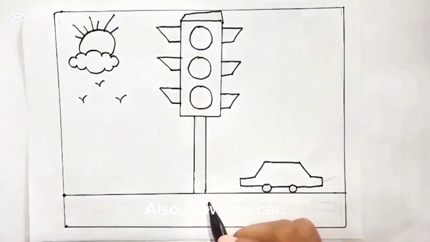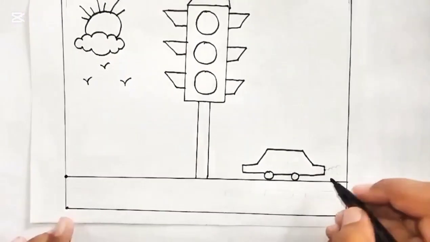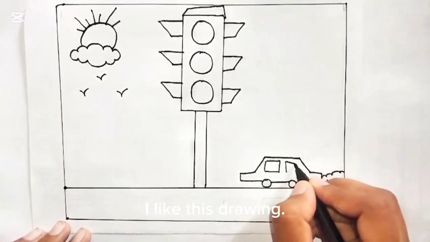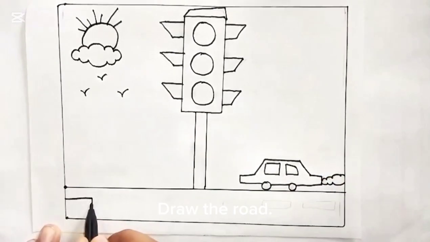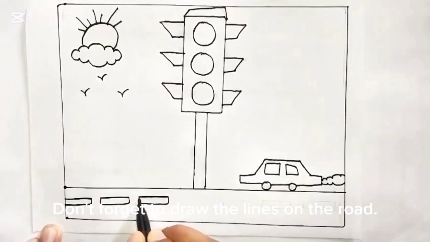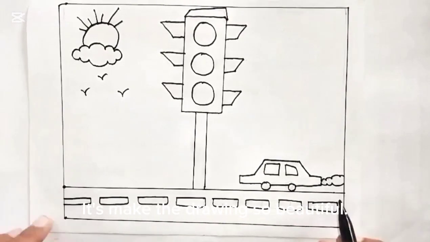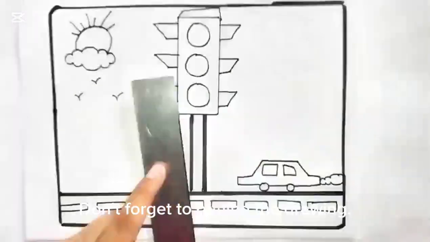Also draw the car. It looks so beautiful. I like this drawing. Draw the road. Don't forget to draw the lines on the road. It makes the drawing so beautiful. Don't forget to outline the drawing.